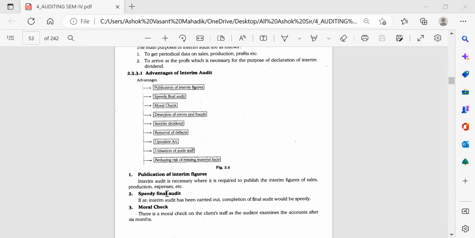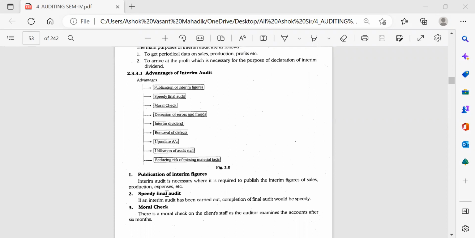Now let us see what are the advantages of interim audit. See, this interim audit has advantages of both the types, that is final audit and continuous audit, isn't it? Because half the work is at least done. They don't have to wait till the year end to complete the full work. In case of interim audit, half the work is already done, after a gap of six months.